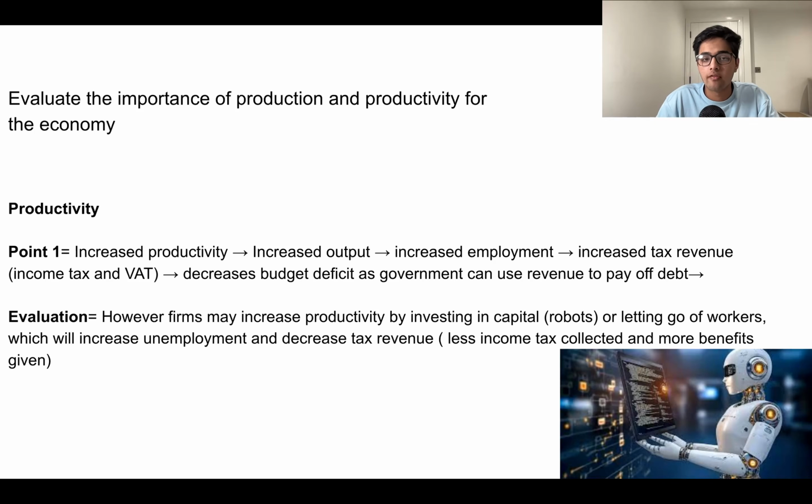Evaluation for this: firms may increase productivity by investing in capital or letting go of workers, which will increase unemployment and decrease tax revenue. The government will have to give out more benefits and receive less tax revenue, so they won't be able to pay off their budget deficit.